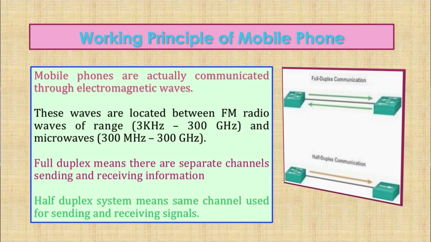They interface with the network in a full duplex system to transmit and receive radio signals. Full duplex means there are separate channels sending and receiving information so people can talk and listen to someone else simultaneously. On the other hand, in a half-duplex system like walkie-talkies, you cannot hear the other person if you are talking.